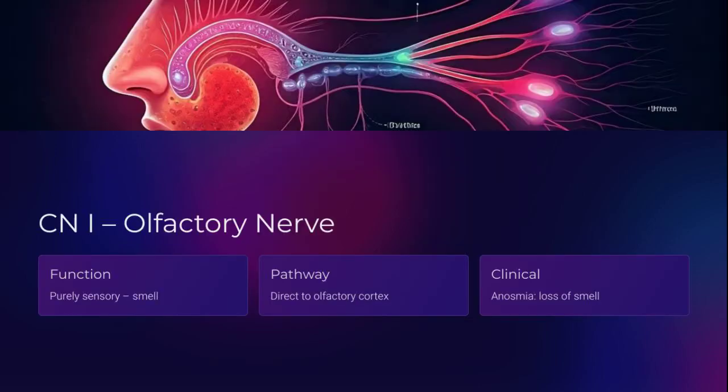This nerve is all about smell. It bypasses the thalamus and heads straight to the olfactory cortex. So, if your patient has anosmia, think trauma, viral infections, or even neurodegenerative diseases like Parkinson's.